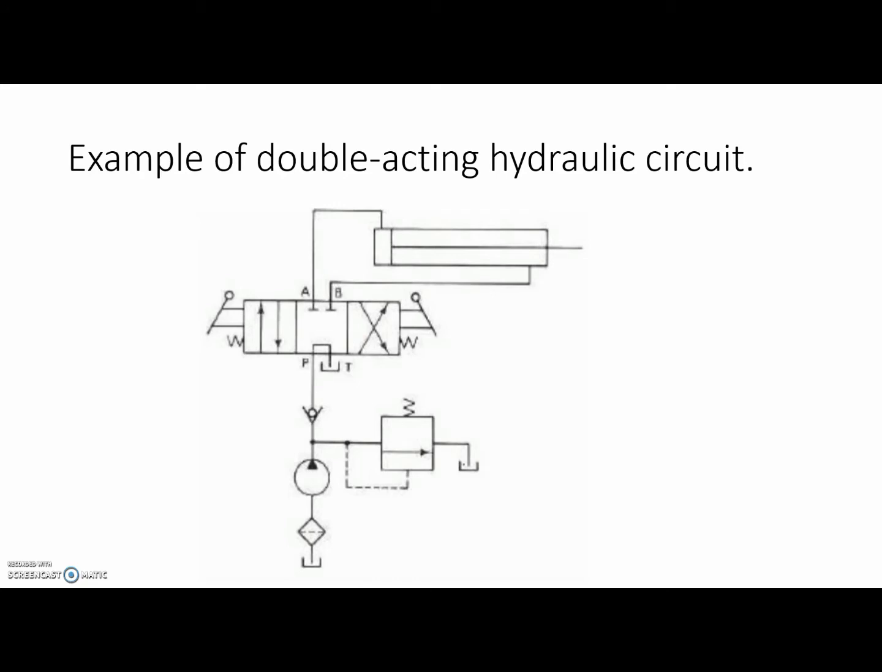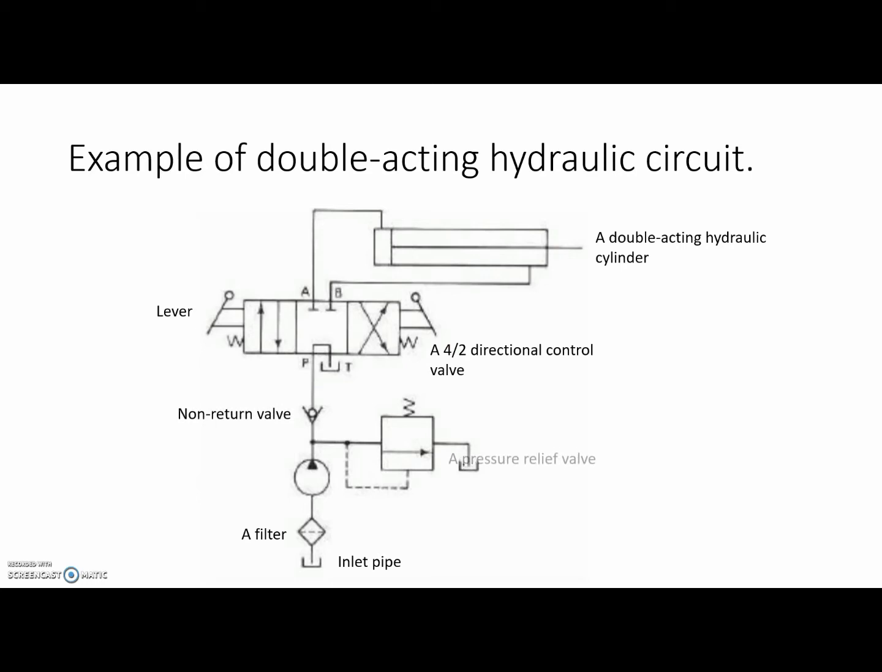Now we are going to see an example of a double acting hydraulic circuit and identify the components in the circuit. We have an inlet pipe, a filter, a double acting hydraulic cylinder, a lever, a 4-2 DCV or directional control valve, a non-return valve, a pressure relief valve, and a hydraulic pump.